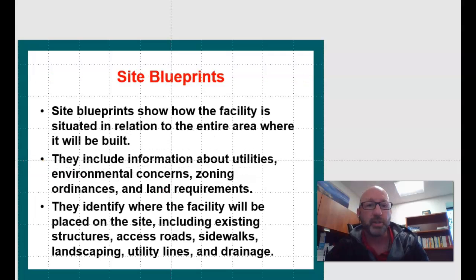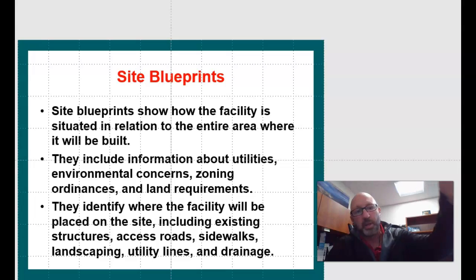Okay, site blueprints show how the facility is situated in relation to the entire area where it will be built. Like I said, the site that we squeezed that athletic center into, it sort of butts up or goes right up against a building for the interior design and mechanical and engineering area. And it has that walkway up there. And then it has the walkway that joins up the C building where the cafeteria is.